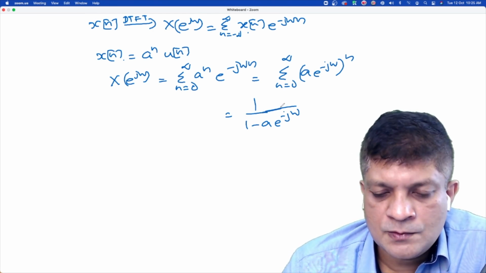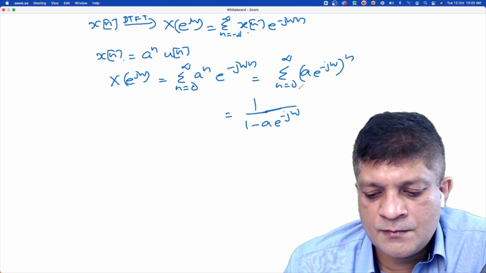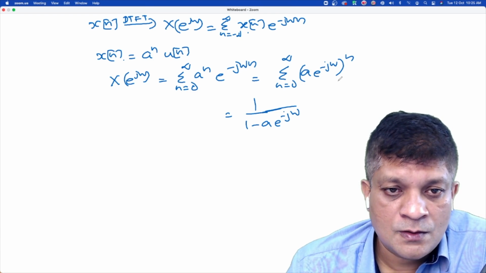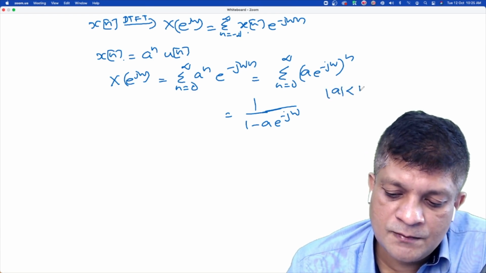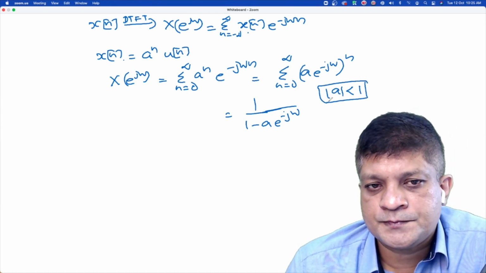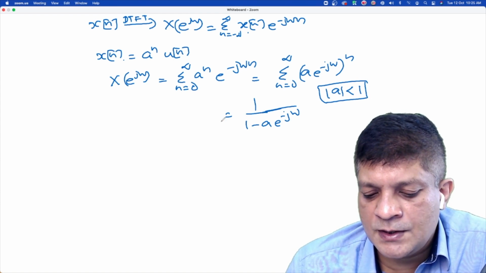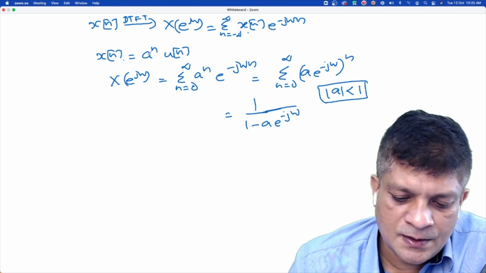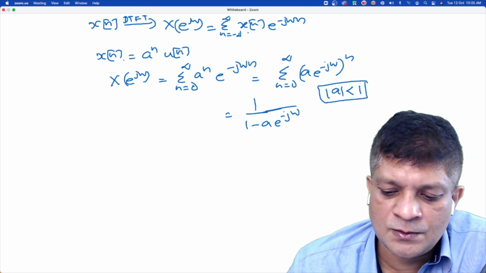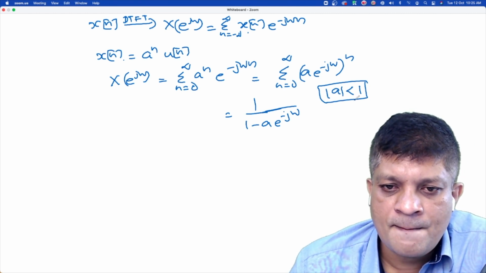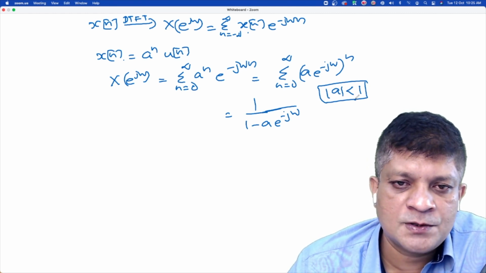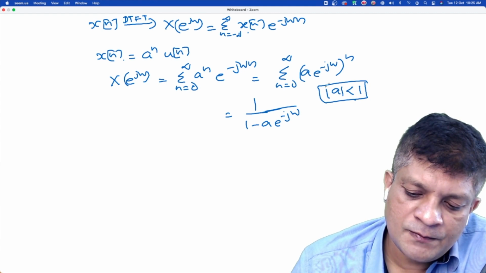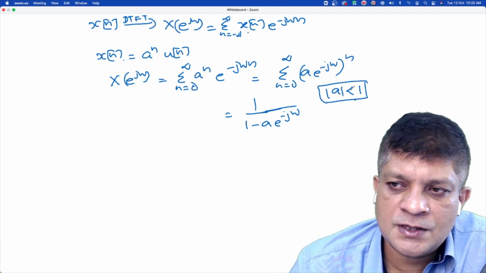Is it always true? What is the condition for convergence of this? Mod a less than 1. This is valid only when mod a is less than 1. So this is the discrete time Fourier transform of the signal x[n], a to the power n u[n], and it exists only when this condition is satisfied. Then only it is absolutely summable. So the Fourier transform exists only when mod a is less than 1.